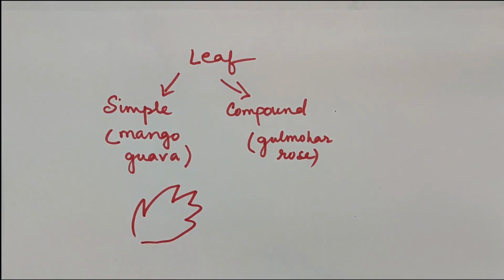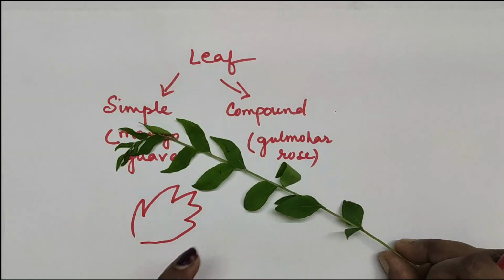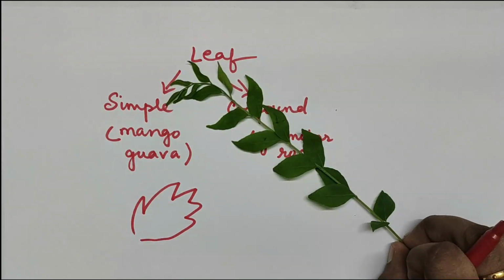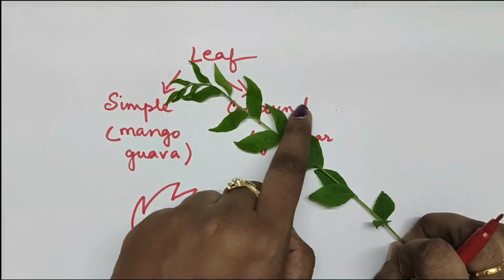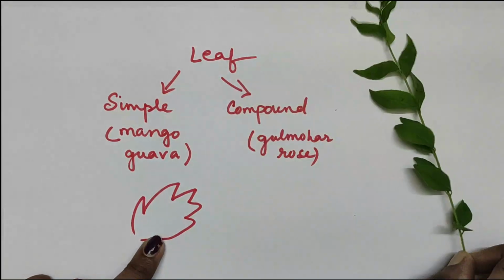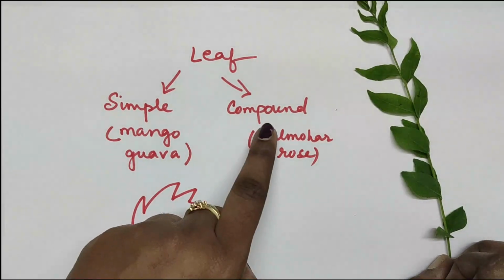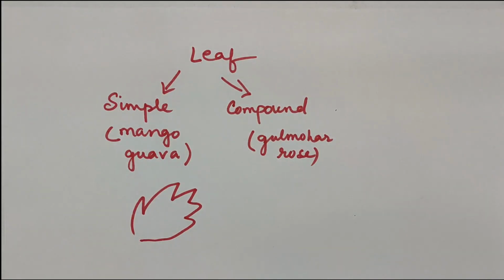But in a compound leaf, you will see that the leaf blade is clearly divided into many distinct parts, as in this example. This is the example of curry leaves, or you can even see neem leaves. You can see the leaf is divided into many distinct leaflets. These are the leaflets. So this is an example of the compound leaf. Next we go to the venation.